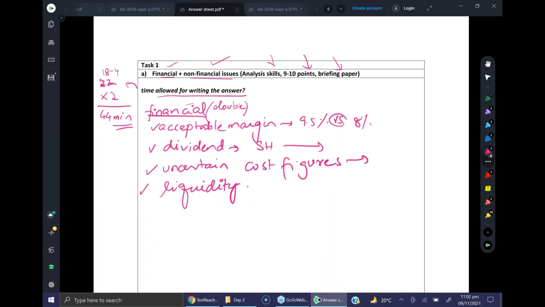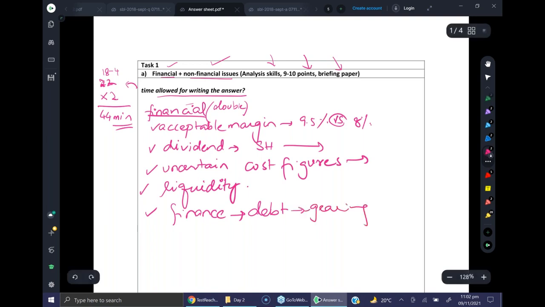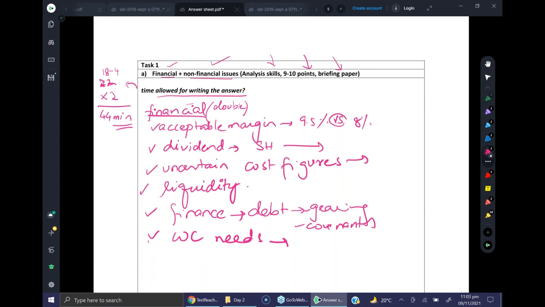Then another thing you can discuss is the finance, where the long-term finance will come from. Remember, in exhibit 2, the government of Beetle confirms that the debt finance will be provided. You can also talk about the effect of debt on gearing levels, what the covenants on the debt will be, and then the working capital needs of the project and how they will be managed. So these are some ideas for financial aspects. We need a total of 9 to 10 points, remember? You don't have to cover each and every point, but I'm just giving you ideas here.